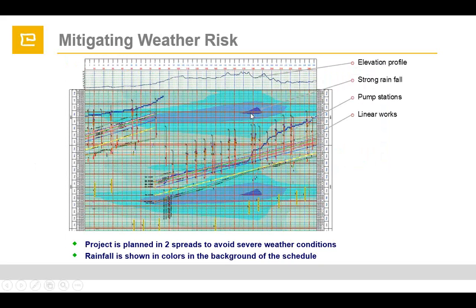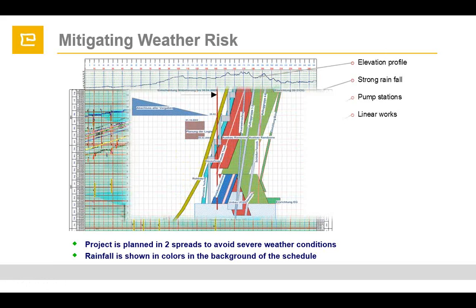In large projects, large distance projects, in the background we can represent our risks, weather risks or other risks, and we can set up our schedule based on these risk areas. In this dark area there is stronger rain time, so we can see that we didn't plan there. This is from one real project in France.